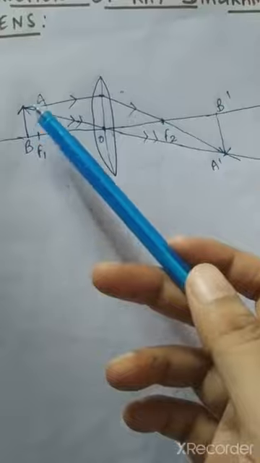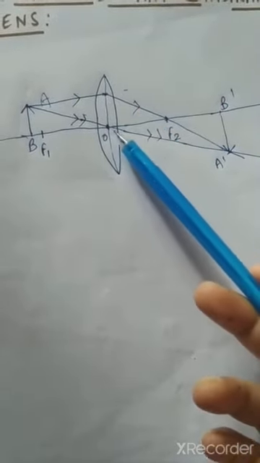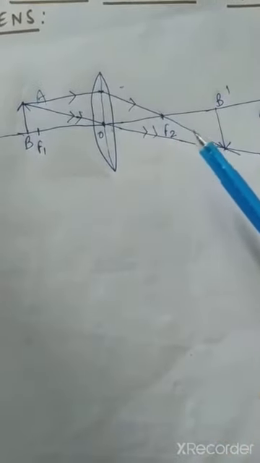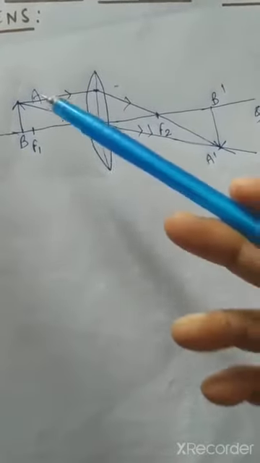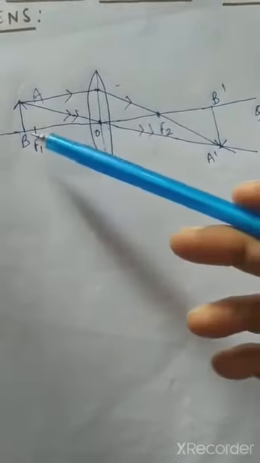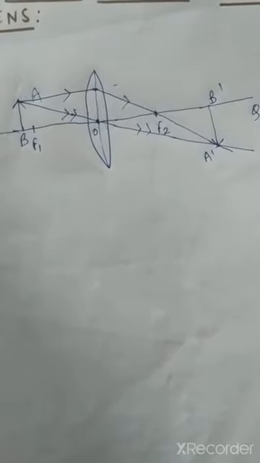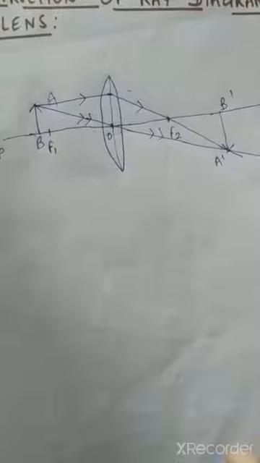Then from the object take two rays of light, one parallel to the principal axis, one passing through the optical center. These two rays of light will meet at a point. From there draw a perpendicular, and this will be your image. So if you are taking AB as the object, represent the image as A dash B dash. See that A is here, so A dash will be here, B is here, so B dash will be here. Don't reverse it. Okay? And now you can see the size of the object and the size of the image.